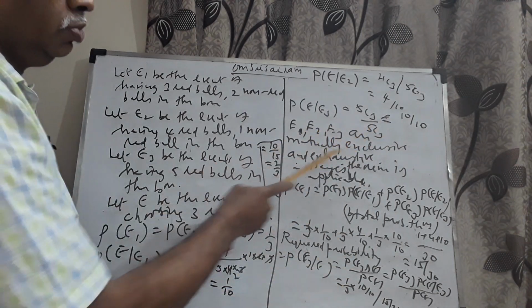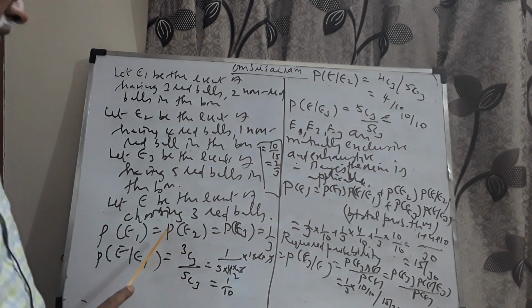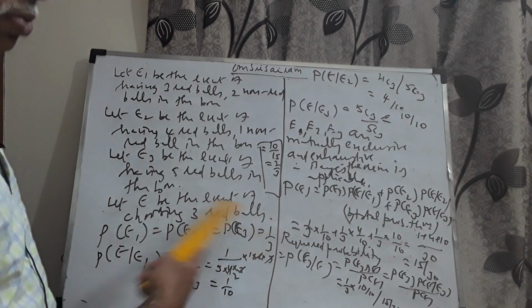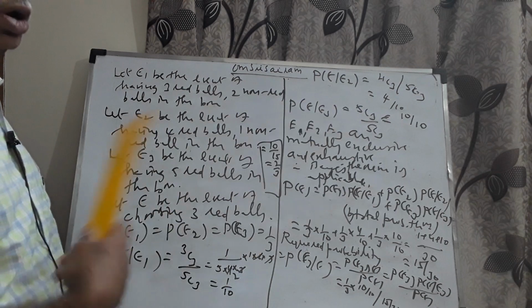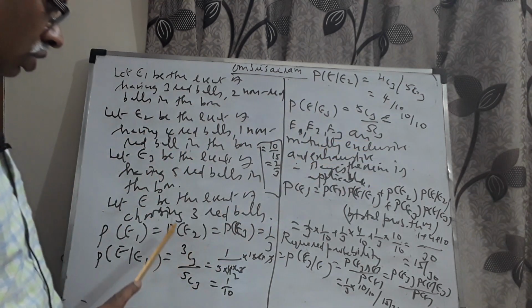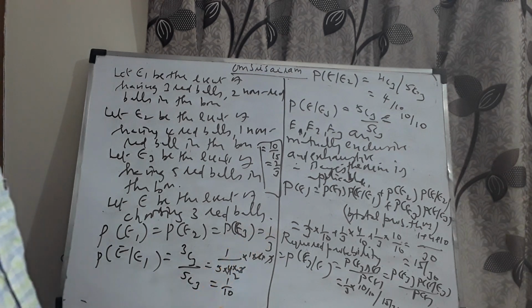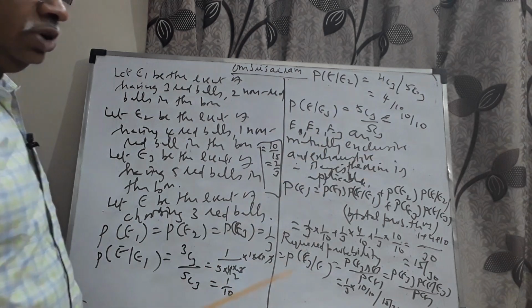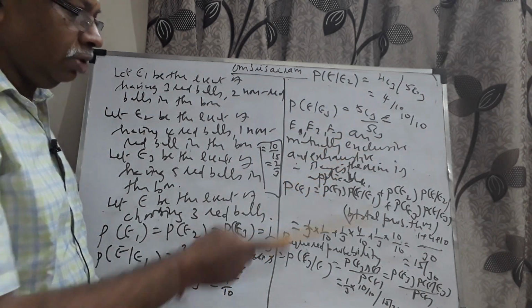E1, E2, E3 are mutually exclusive and exhaustive. That is, if E1 happens, E2 won't happen. There is no common element between those 3. That's the reason why I call it mutually exclusive. 1 by 3 plus 1 by 3 plus 1 by 3 is 1, or E1 union E2 union E3 is the whole sample space. That's the meaning of exhaustive nature. Therefore, Bayes theorem is applicable.